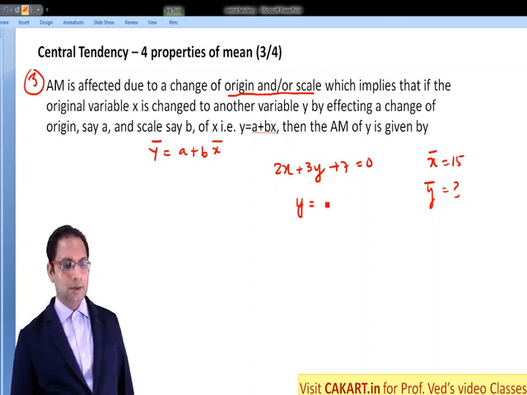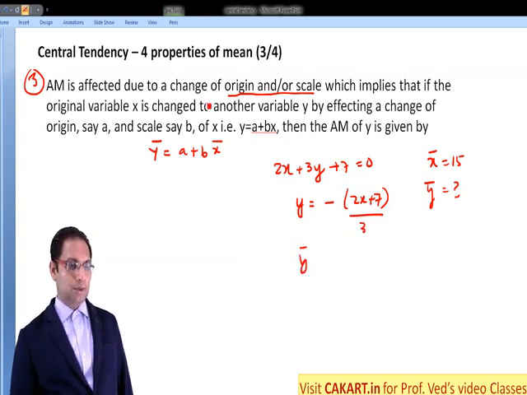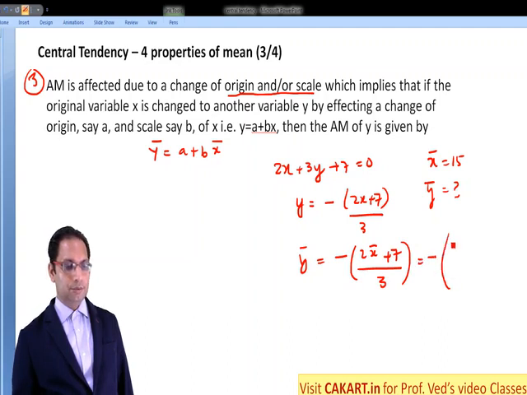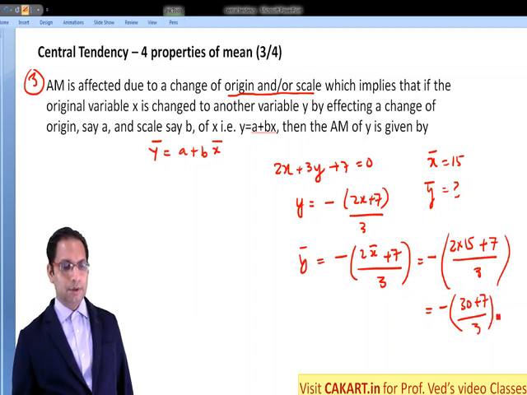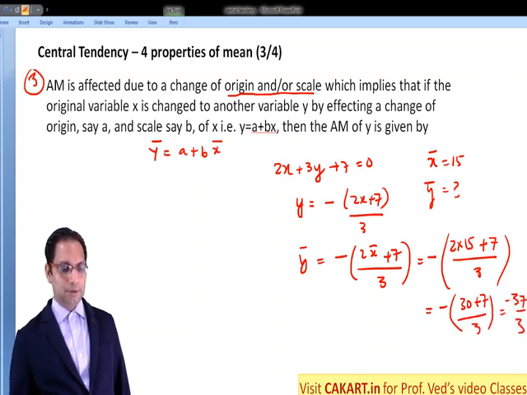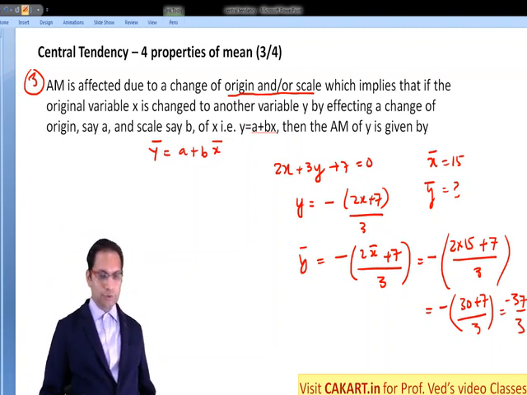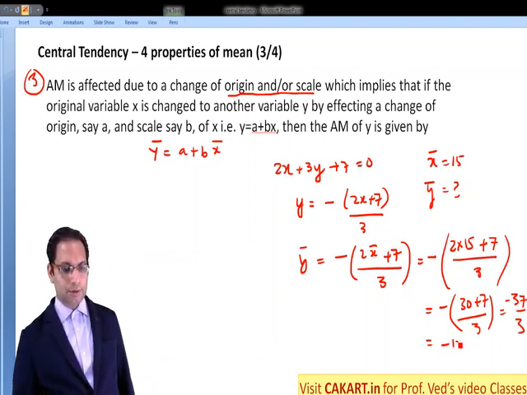So let us just find out what y is. So y here is minus 2x plus 7, divided by 3. That is y. So y bar, according to this property, is equal to minus 2x bar plus 7, divided by 3, which is minus 2 into 15 plus 7, divided by 3. So 2 into 15 is 30, plus 7, divided by 3. So minus 37 divided by 3, which if you calculate is minus 12.33.